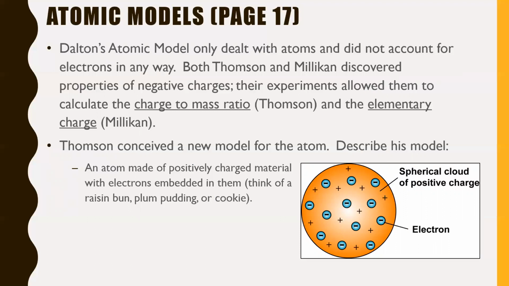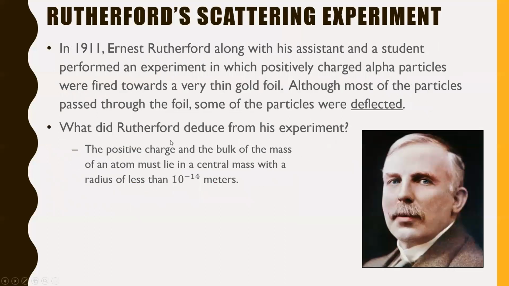To describe his model, we would just say it's an atom made of positively charged material with electrons embedded in it. So this is often called the raisin bun model or the plum pudding model, right? So in other words, it's a positive base, and then there's a bunch of negative pieces in it. That's what J.J. Thomson thought the atom was. So he was acknowledging that the electron was a thing. Of course, he did determine the charge to mass ratio of electrons, and that's what he came up with for an atomic model.